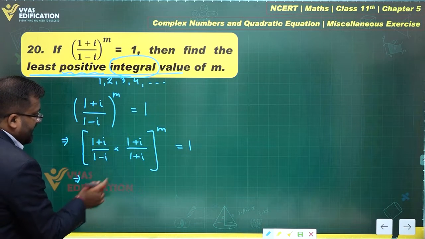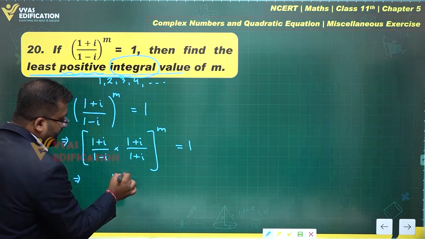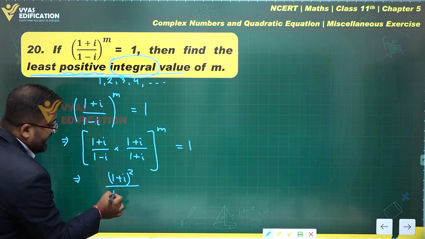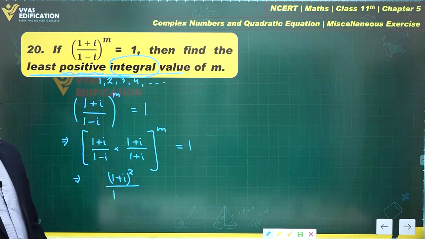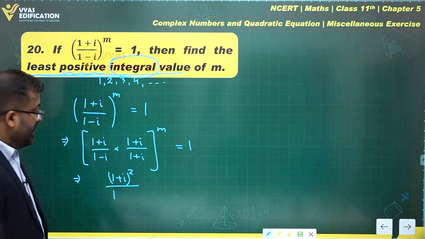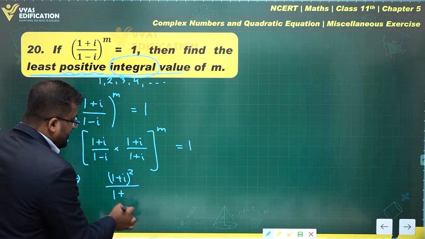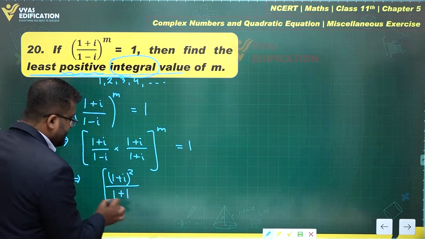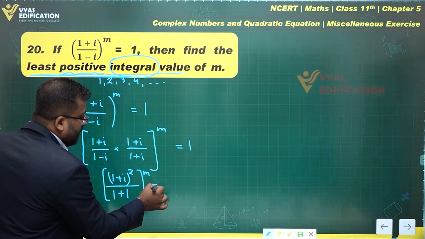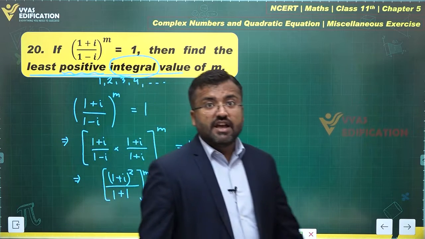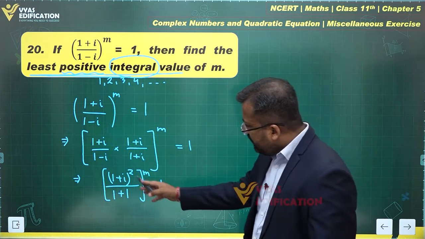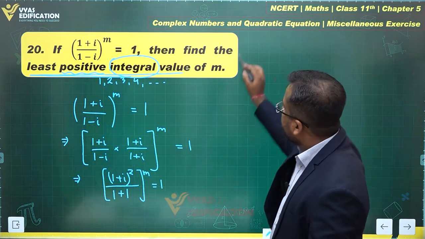What you have is (1 + i) whole square in the numerator. In the denominator, this is (a − b)(a + b), which is a square minus b square, so minus of i square would actually become plus 1 in the denominator. And this power m is equal to 1, as given. What does this simplify into? Let's take a look.